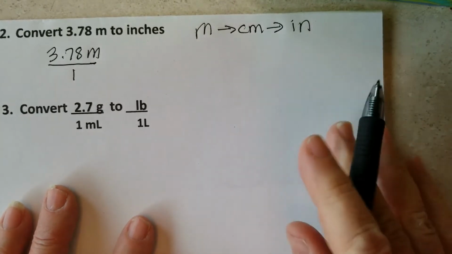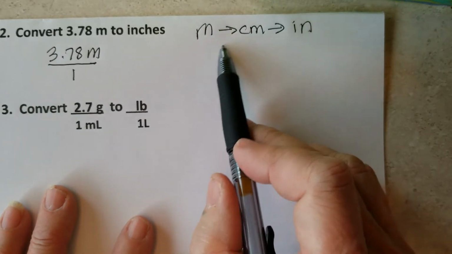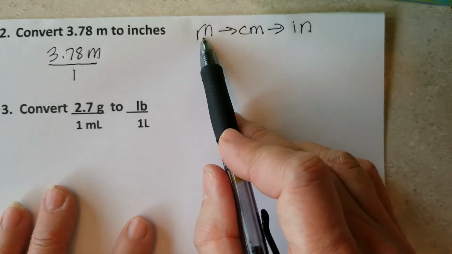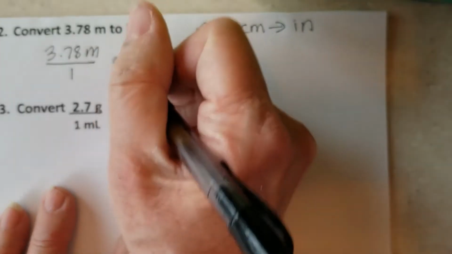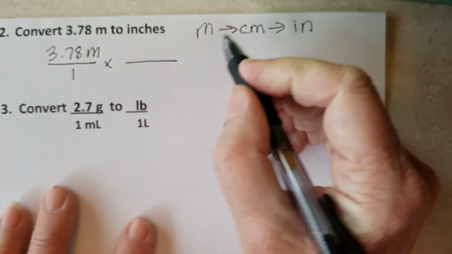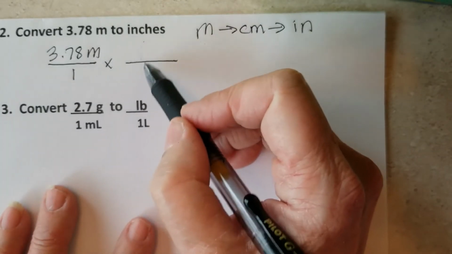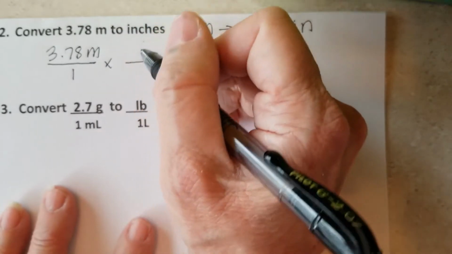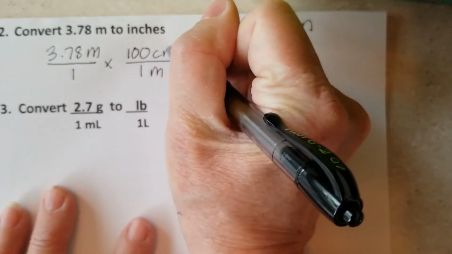So in your head, or write it down, how are you going to get from meters to inches in case there is not a conversion directly given to you from meters to inches? So this is my path that I'm going to go. I'm going to go first from meters to centimeters. So once again, I have to decide which goes on the top and the bottom. I want to get rid of meters. So I have 1 meter on the bottom and 100 centimeters on the top.